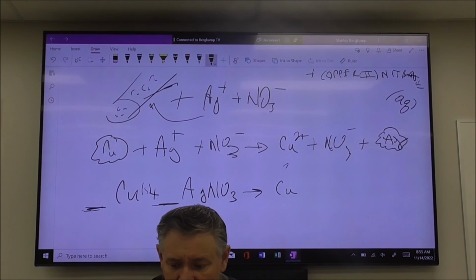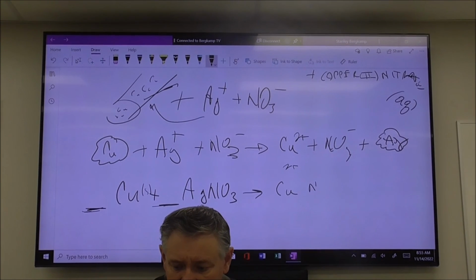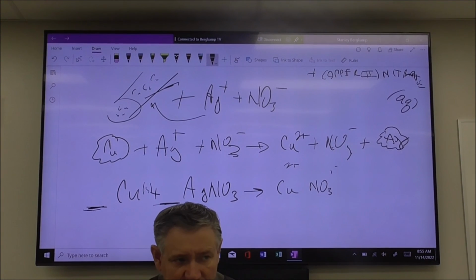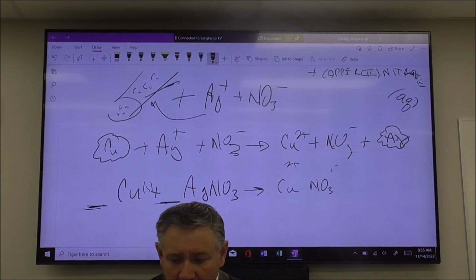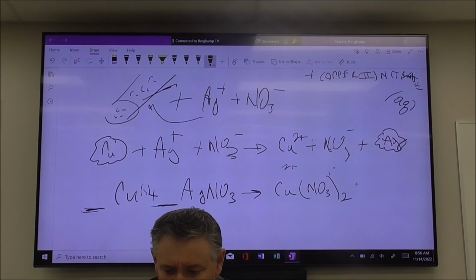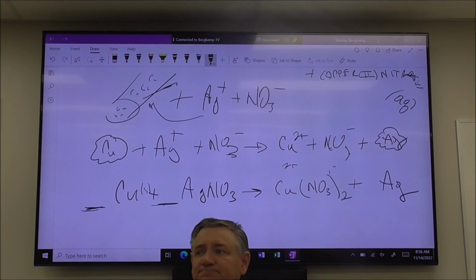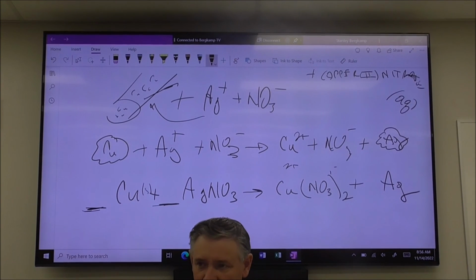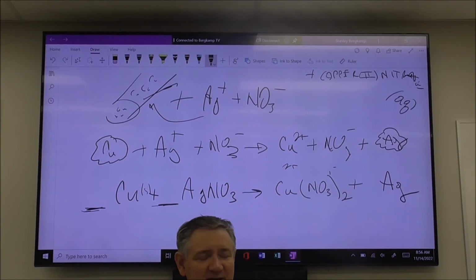So I've got copper at 2+, and I've got nitrate at 1-. So how am I going to write copper(II) nitrate? Parentheses with a 2, okay, then what? And then I've got silver. Okay? So is it balanced? Wish I had $1 for every time I asked that in the class.